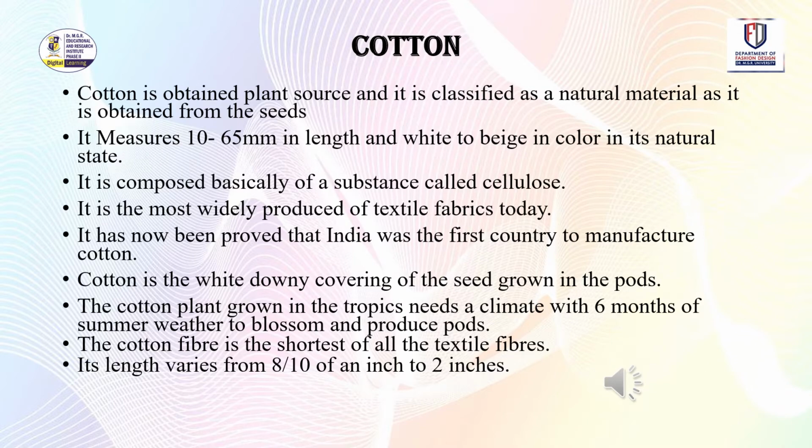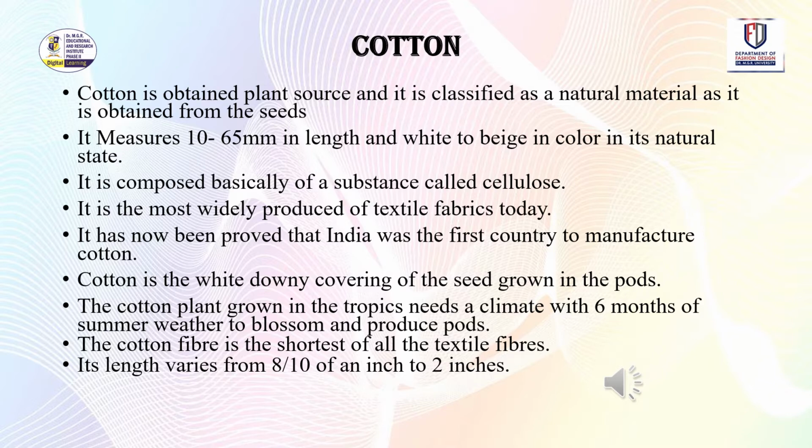Cotton. Cotton is obtained from a plant source and it is classified as a natural material. It is obtained from the seeds. It measures 10 to 65 mm in length and it is white to beige in color in its natural state, and it is composed basically of a substance called cellulose. Mostly it is used in textile industries.